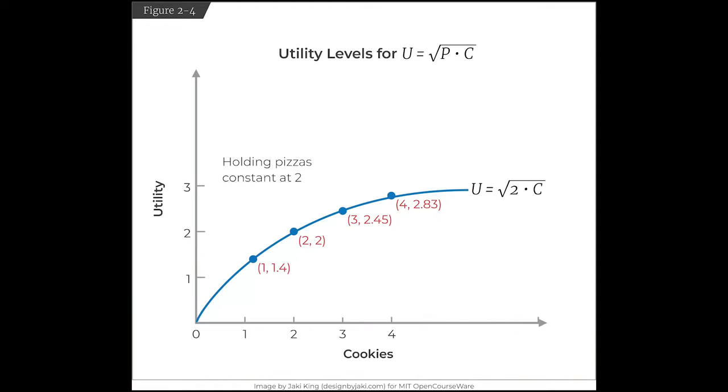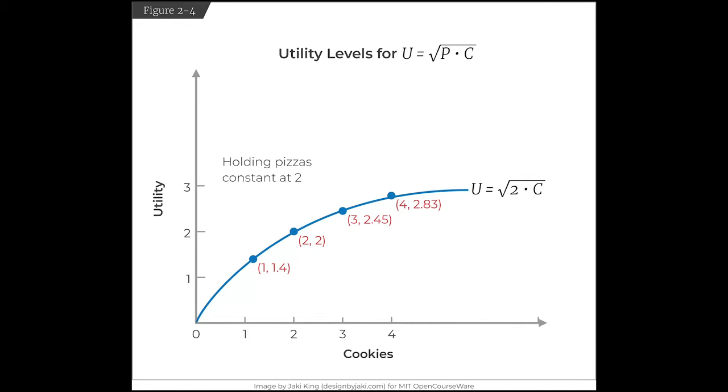Figure 2.4 graphs on the x-axis the number of cookies holding constant pizza. So let's say you're having 2 pizza slices, and you want to say, what's my benefit from the next cookie? And on the left axis, violating what I just said like 15 seconds ago, we graph utility. Now, once again, the util numbers don't mean anything. It's just to give you an ordinal sense.